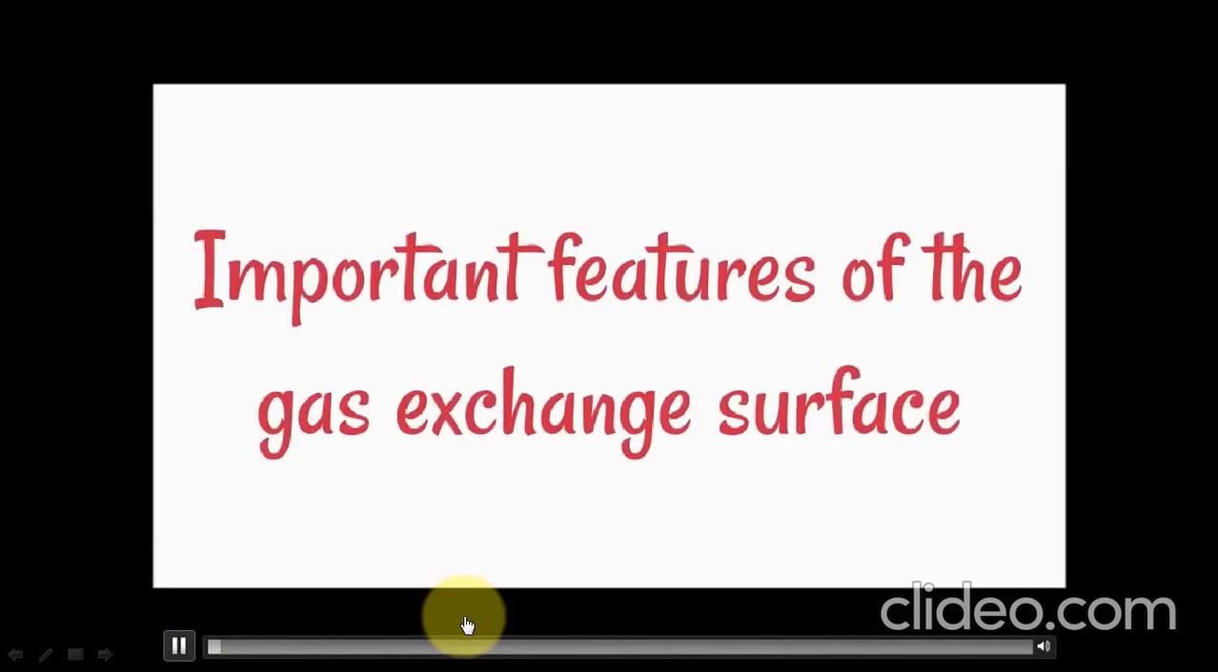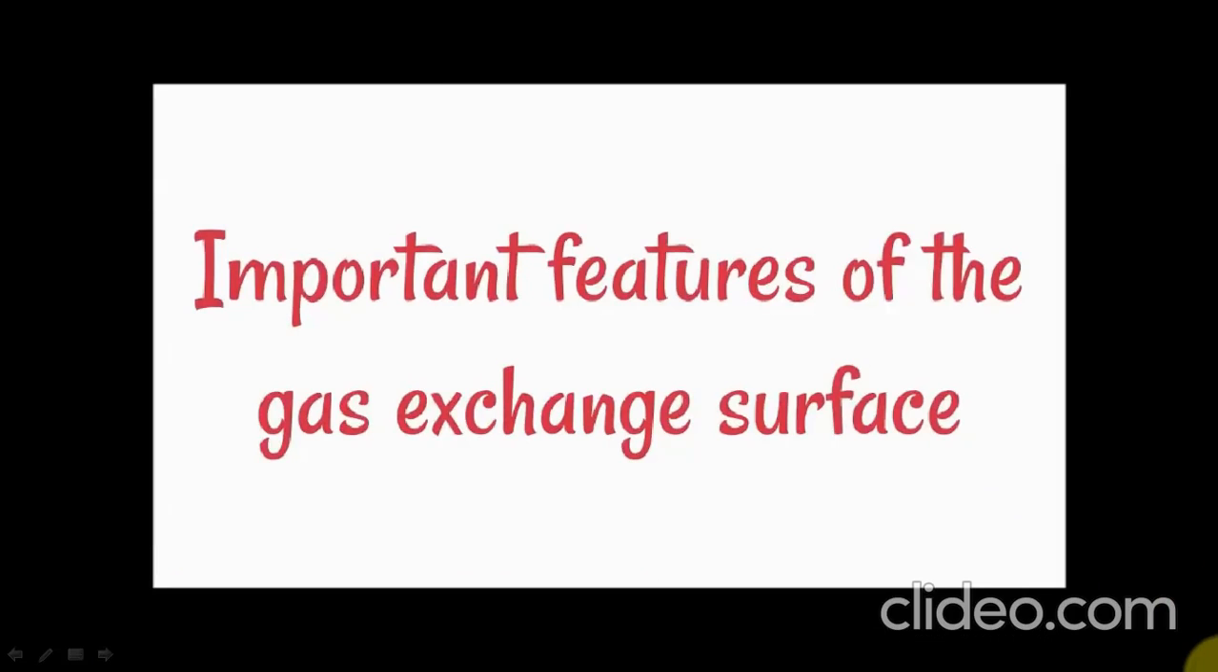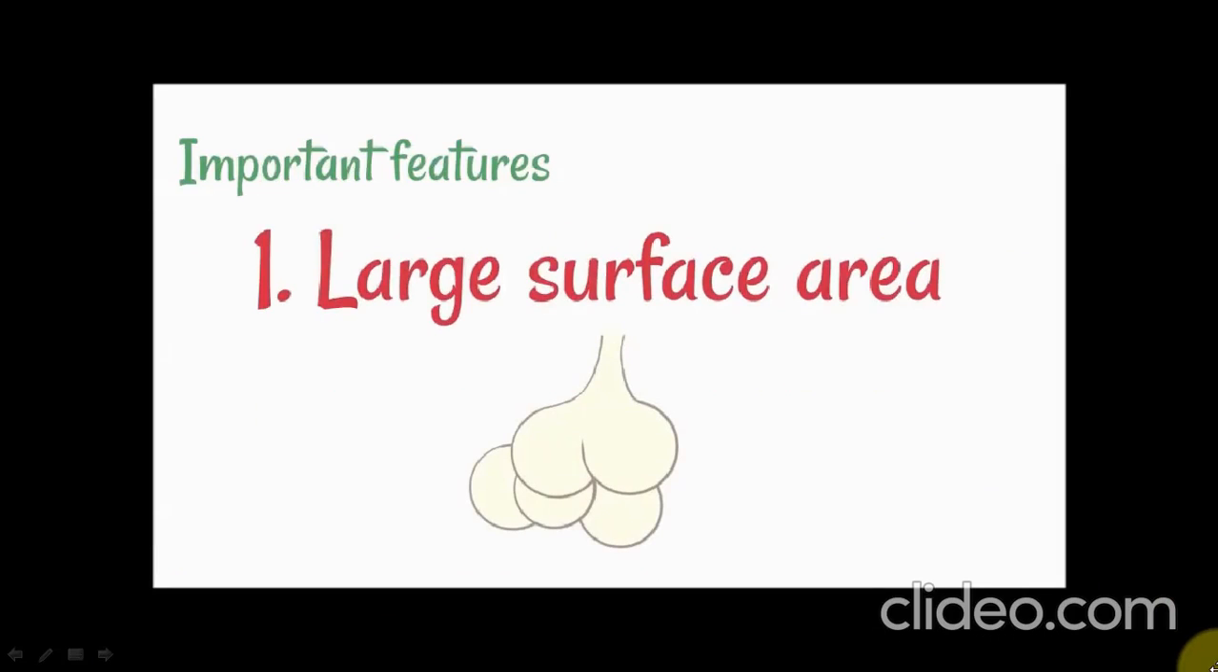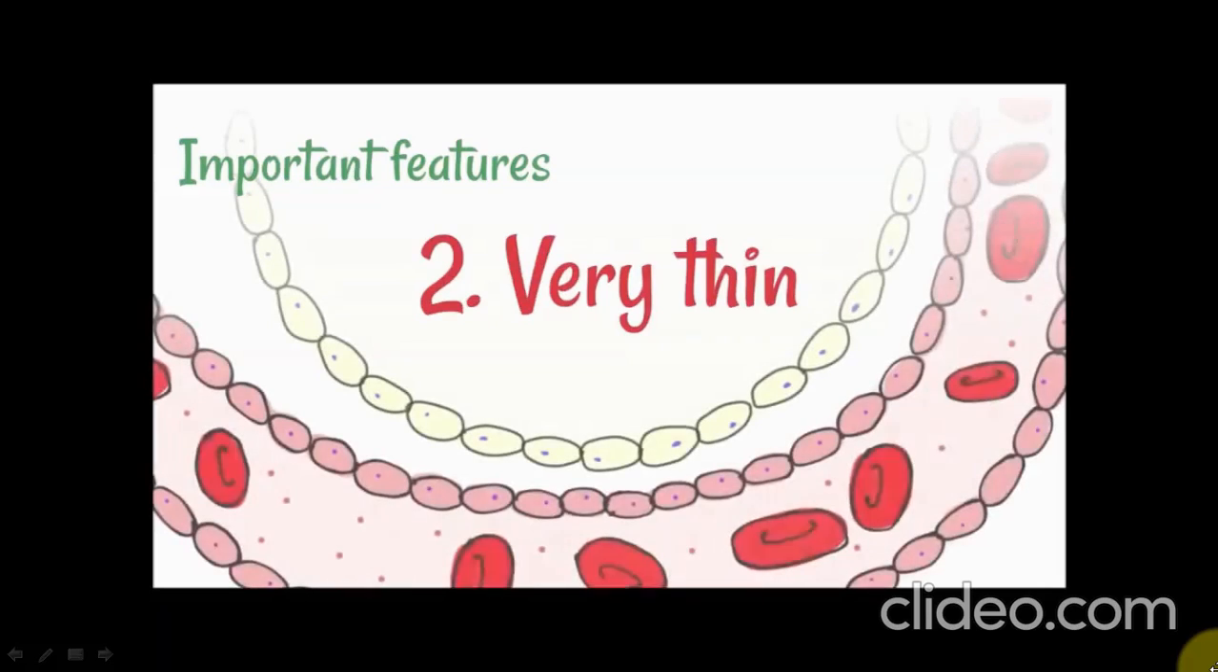Important features of the gas exchange surface that you need to know. First of all, it's got a large surface area, which is provided by this particular shape of the alveoli and also by the fact that there are lots and lots of them inside of the lungs. It's very thin, which provides a short diffusion pathway. Notice that the lining is only 1 cell thick.